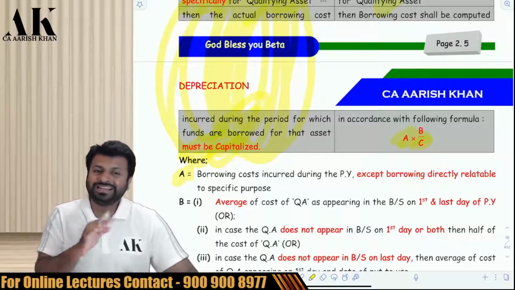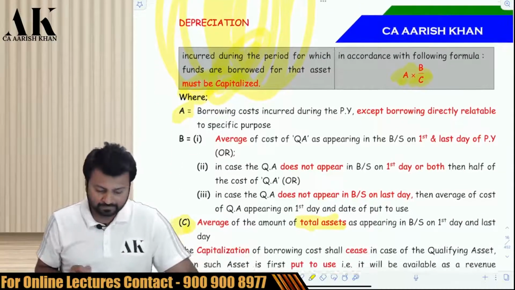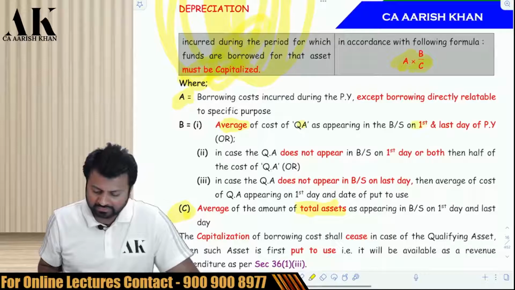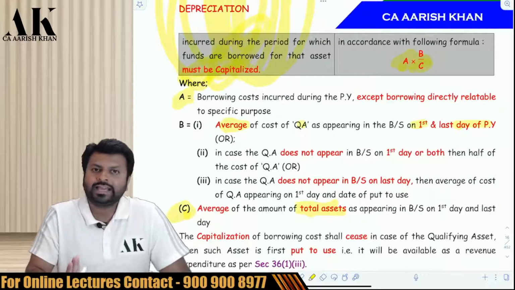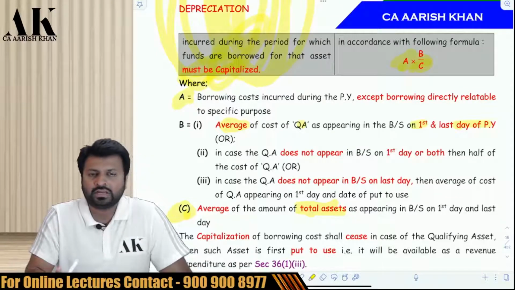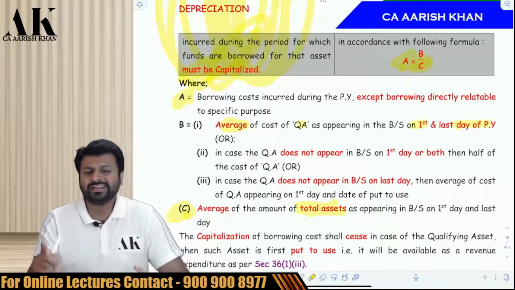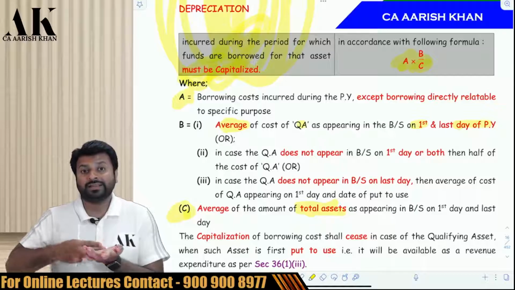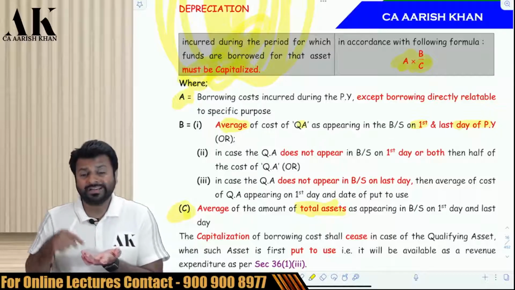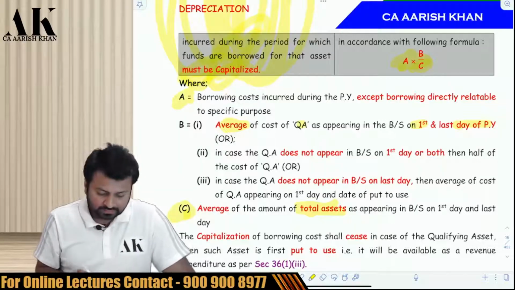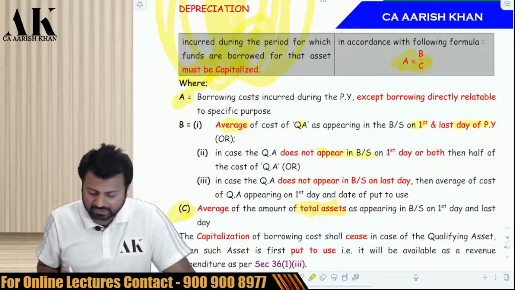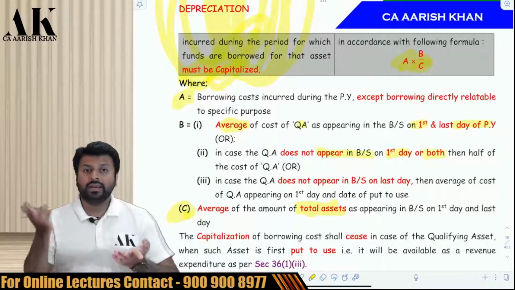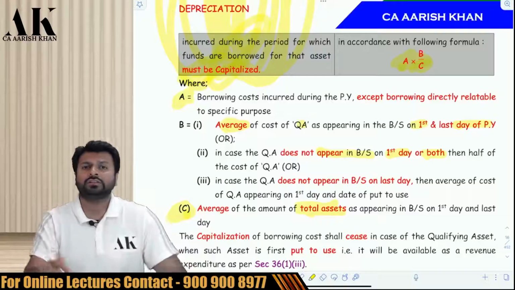Now, what is B? There are three options over here. Listen to B carefully. The first option is the average of the qualifying asset on the first day and the last day of the previous year. You take the qualifying asset on the first day of the previous year and on the last day of the previous year, and divide by 2. Now, is it necessary that the qualifying asset will appear on the first day? It might happen that the qualifying asset has started construction in the middle of the year. Then what to do? In case the qualifying asset does not appear in the balance sheet on the first day, or on the last day also.